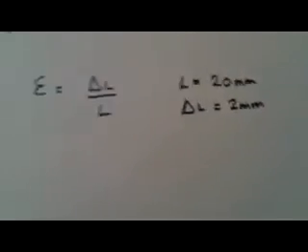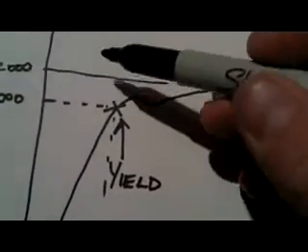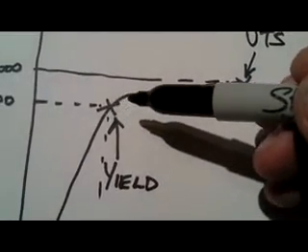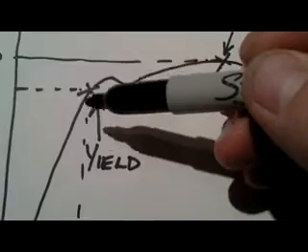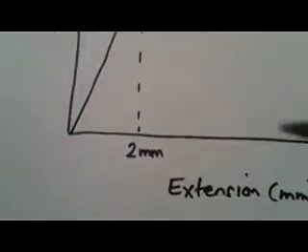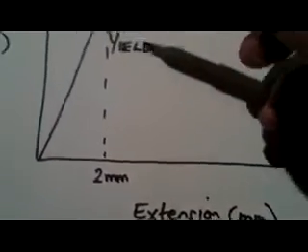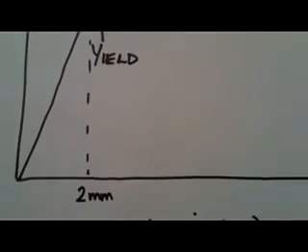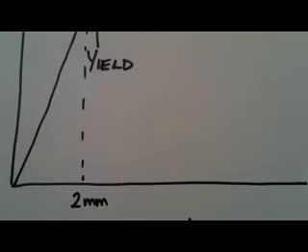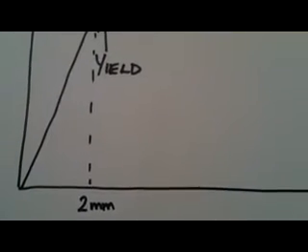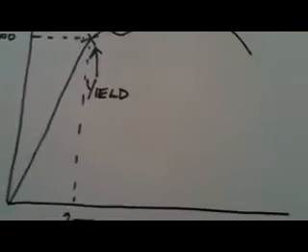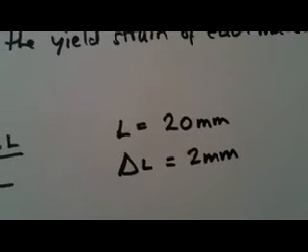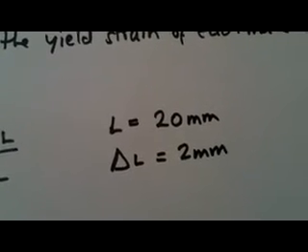yield point. So if we go back to the graph, remember this yield point which we identified, the point at which it starts to curve and plastically deform. If you take a line directly down onto this axis, which is extension, you'll notice this particular material at the yield point had extended by 2 millimeters. So this is called the change in length, the amount of extension at the yield point. So that's our value here. We've got the original length, and the change in length at the yield point is 2 millimeters.